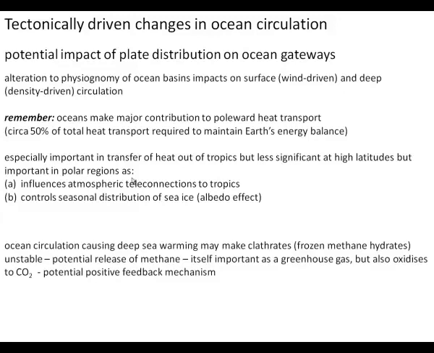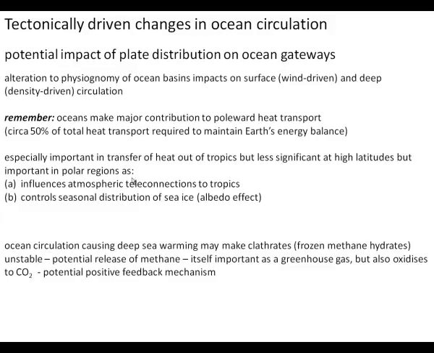One of the interesting phenomena that could occur, should we get ocean circulation that facilitates the introduction of warmer waters at depth and leads to deep sea warming, is that we may make clathrates unstable. Now, clathrates are frozen methane hydrates that exist a short distance, a few meters, below the top of the sediment column in the world's oceans.